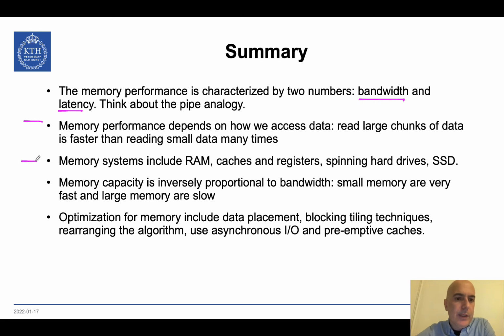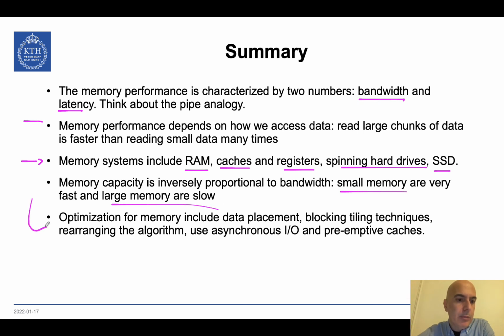We looked at different kinds of memory system. In particular, we looked at the main memory, random access memory, RAM, caches, registers, spinning hard drive, and SSD. When we look at different quantities like capacity, bandwidth, and latency, we saw that the size of the memory is inversely proportional to the bandwidth. That means that small memories are very fast, while large memories are slow.